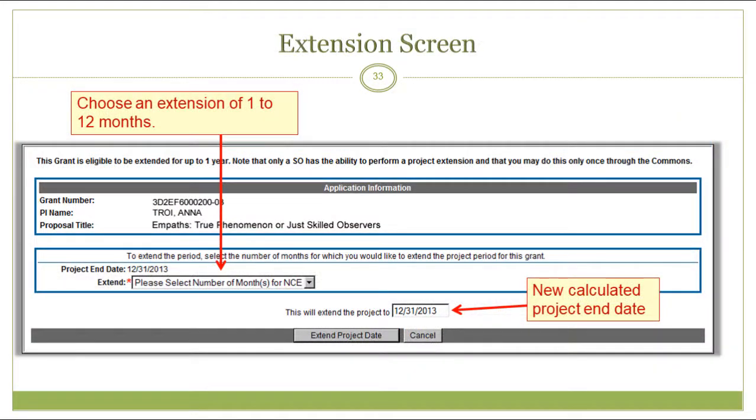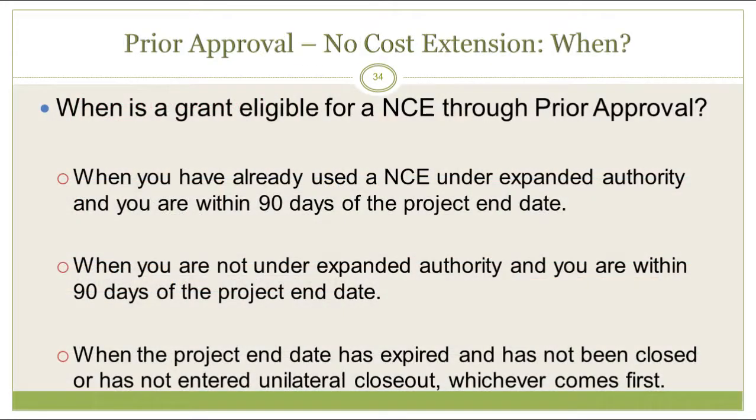Here's what the NCE extension screen looks like. You simply use the Extend drop-down menu to select a number from 1 to 12. The system will automatically calculate the new project end date. The SO clicks Extend Project Date button to submit the request, and that's it. It's that easy.